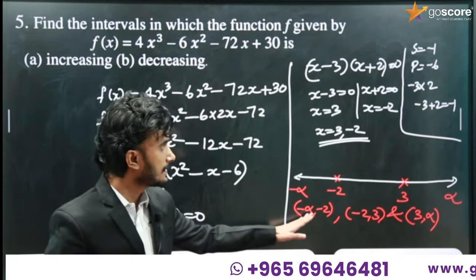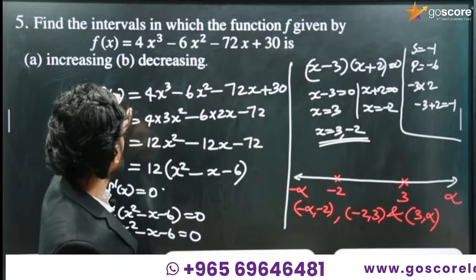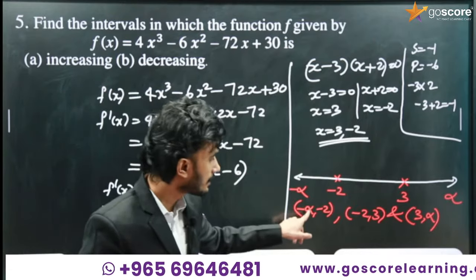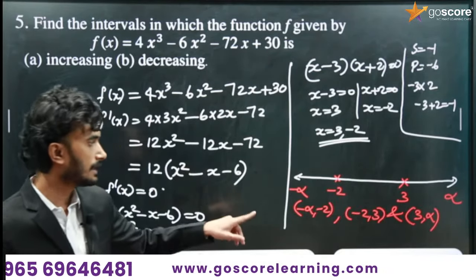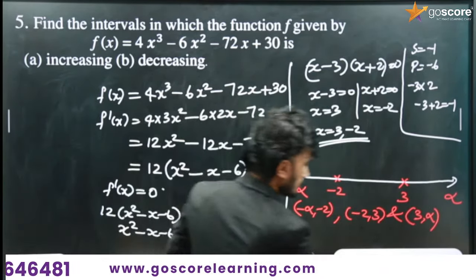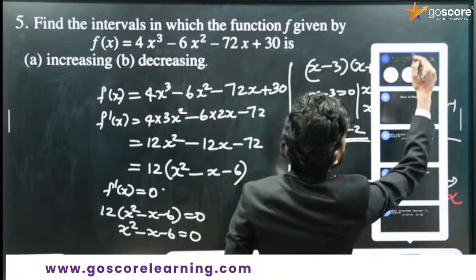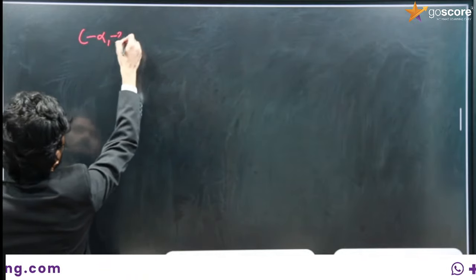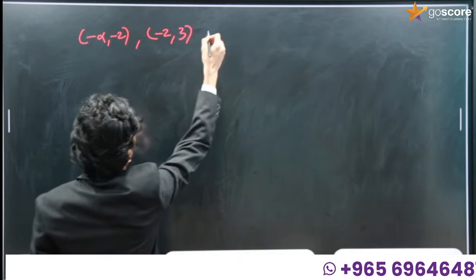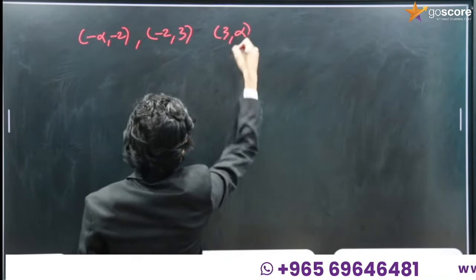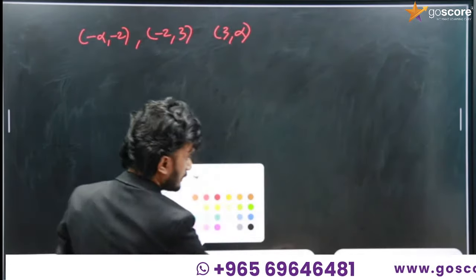So these are the three intervals. After finding the intervals, we want to check whether it is an increasing or decreasing function. Okay, so I will add a slide. Again I am writing the intervals: minus infinity to minus 2, then minus 2 to 3, and 3 comma infinity.